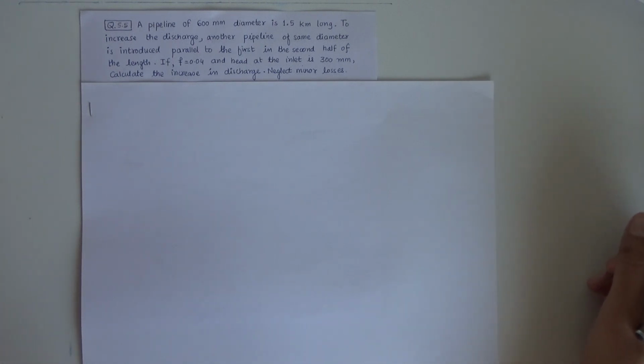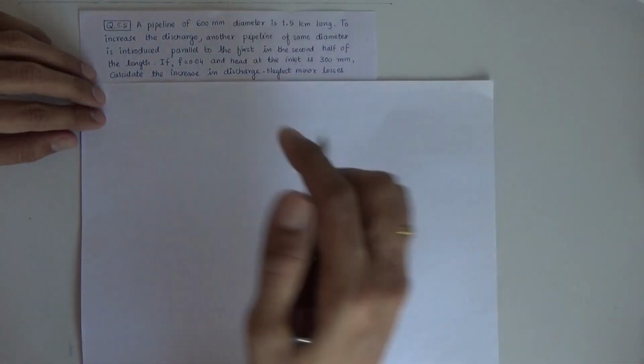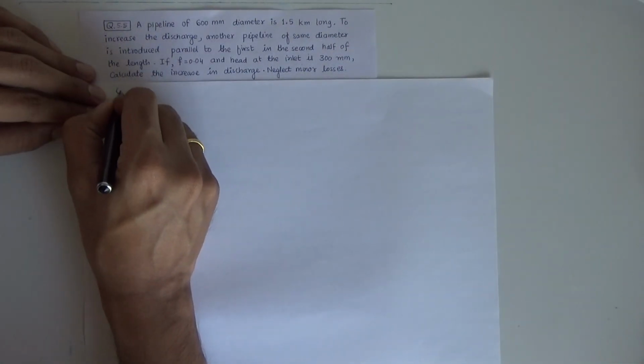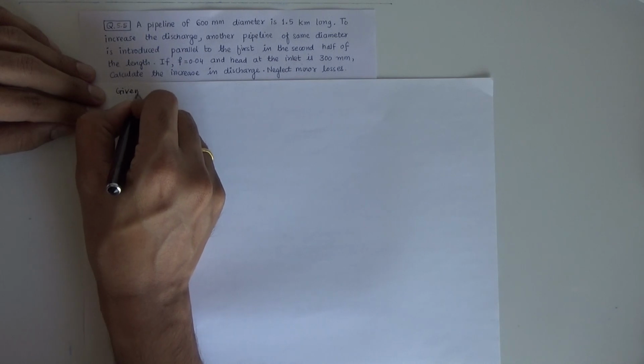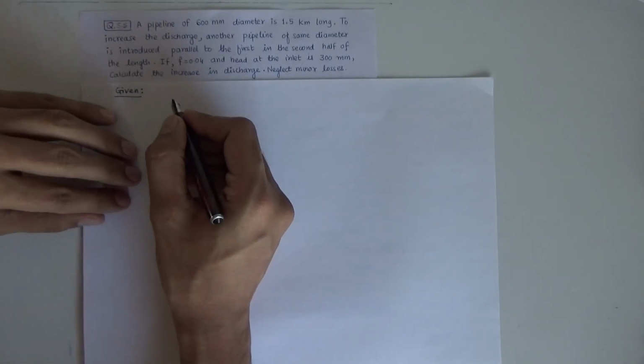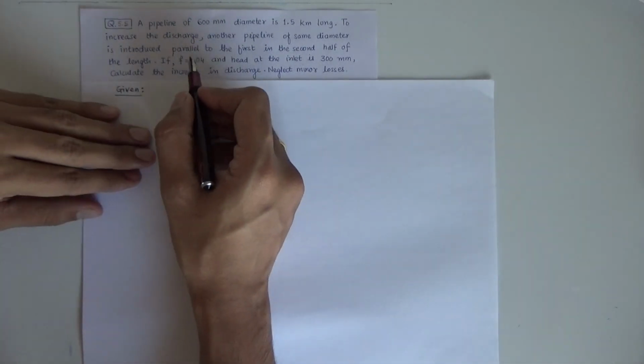In the previous session we have seen some of the numericals on flow through pipes. Now we'll continue that. So let us read the problem. Given data I will try to write down. I expect that you should also read the problem first and try to write down the given data on your own. You have to analyze the situation.